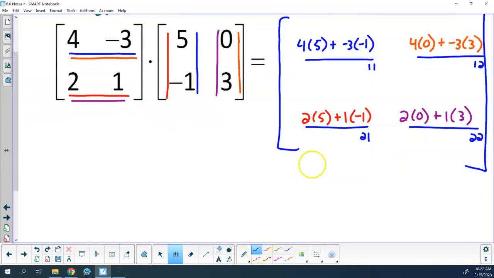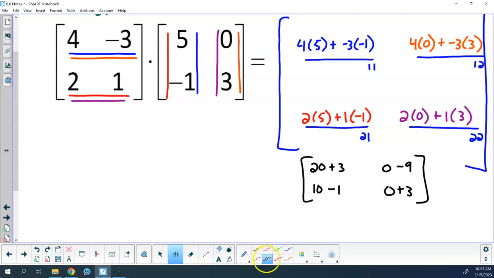So that's going to be 20 plus 3. That's going to be 0 minus 9. That's going to be 10 minus 1. That's going to be 0 plus 3. 20 plus 3 is 23. 0 minus 9 is -9. 10 minus 1 is 9. 0 plus 3 is 3.